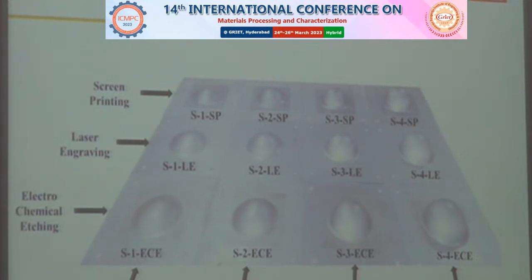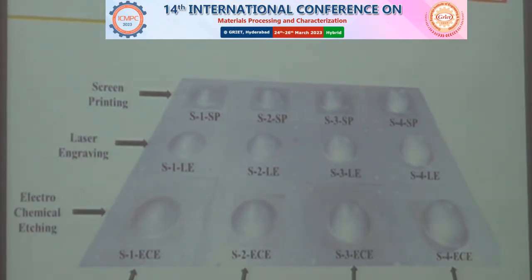We printed the grids by using different methods: electrochemical etching, laser engraving, screen printing. And then we applied different levels of deformation. The grid should be able to measure the smaller strains as well as larger strains. So we deformed to different levels. You can see here 45 degree. This is a dome shaped component we formed in incremental forming.